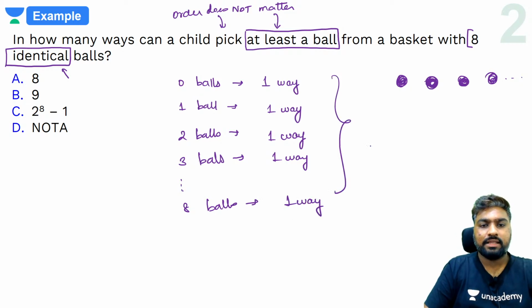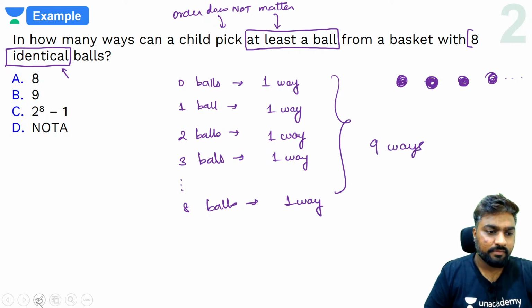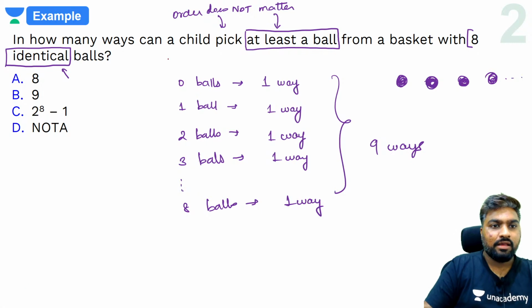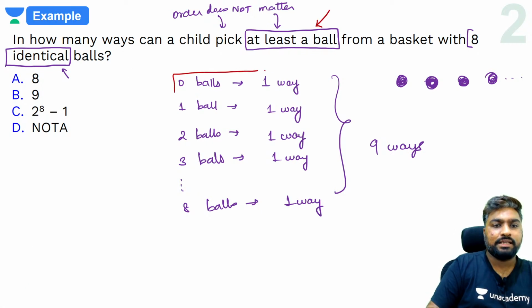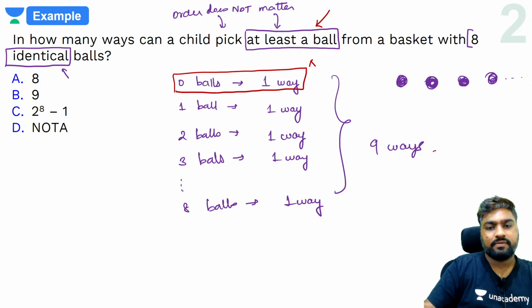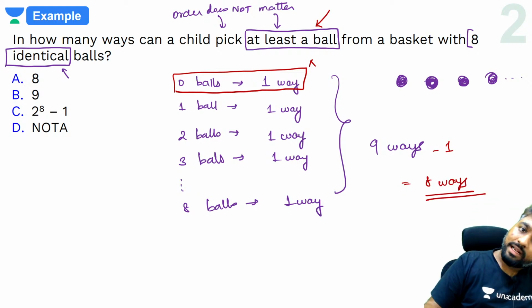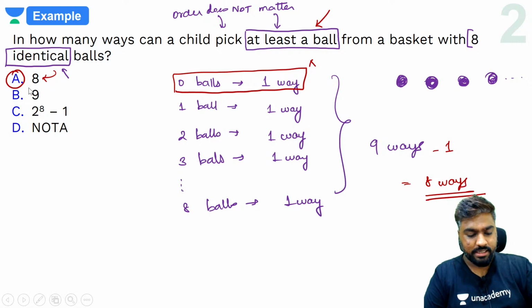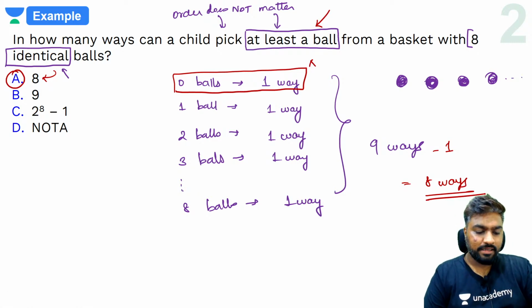So totally there are 9 ways of doing it, but because they're saying at least one ball needs to be picked, this needs to be excluded. This needs to be removed. That is why you subtract 1. Hence there are 8 ways of picking at least one ball from 8 identical balls. I hope this makes sense to you guys, right? Does it make sense?